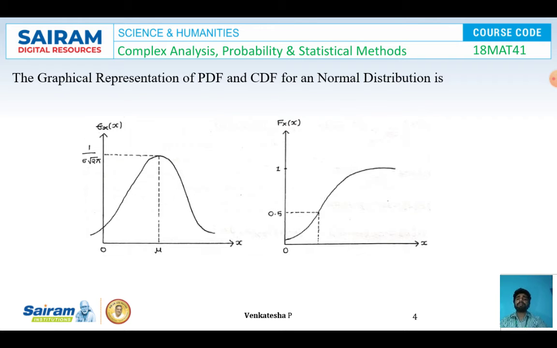The graphical representation of the probability density function and the cumulative distribution function for the normal distribution. This bell-shaped curve is the probability density function curve, and this other curve is the cumulative distribution function curve for the normal distribution.